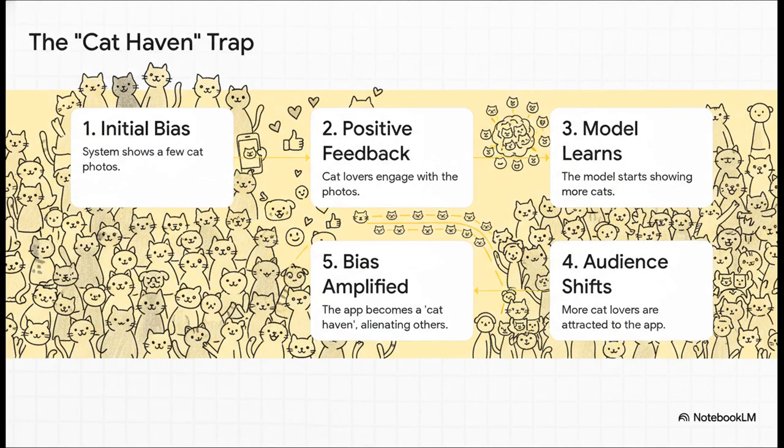Let me give you a classic example of how this goes down. Imagine your app has a tiny, almost random bias towards showing cat photos. Well, the few cat lovers using your app see them and they engage, right? They give positive feedback. The model learns, oh, people love cats, so it starts showing more cat photos. This, in turn, attracts more cat lovers who give even more positive feedback. And before you know it, your app is nothing but a cat haven, and you've pushed away everybody else.